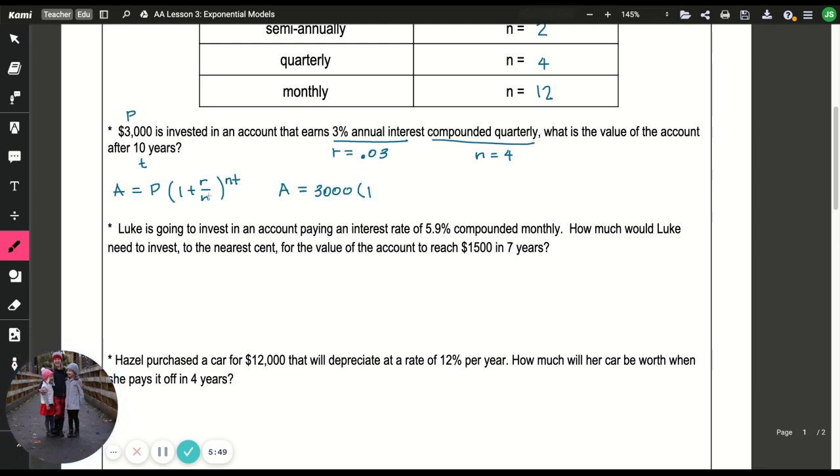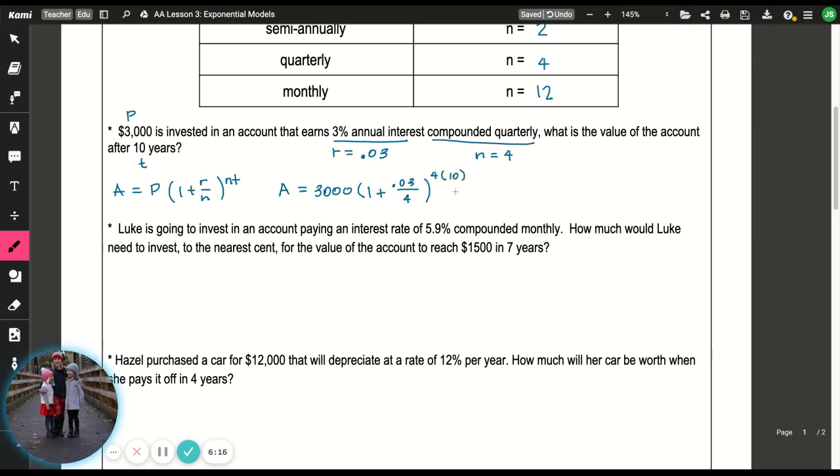1. Notice it's just plus. If it's interest, you're only gaining interest, you're not losing, so we don't have to worry about whether we are adding or subtracting. R is 0.03. N, the number of times per year, was 4. To the N is 4 times T was 10.